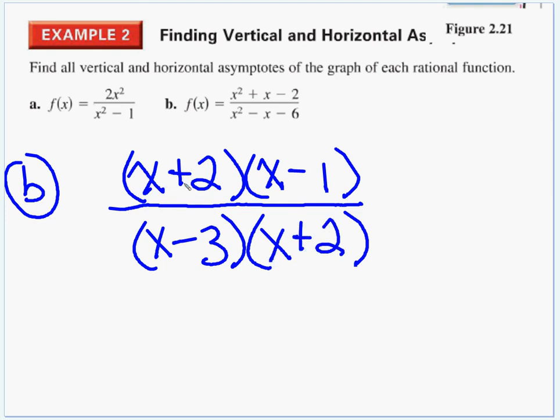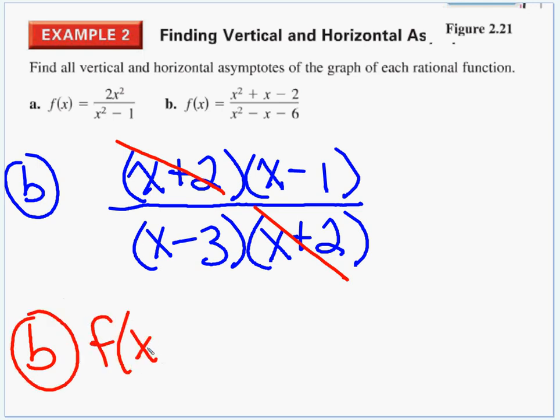Okay, now vertical and horizontal asymptotes. If we set these denominators equal to 0, we're going to find two vertical asymptotes. But remember, we have to factor and cancel first. So if we cancel the x plus 2's, our function now looks like this: x minus 1 over x minus 3.